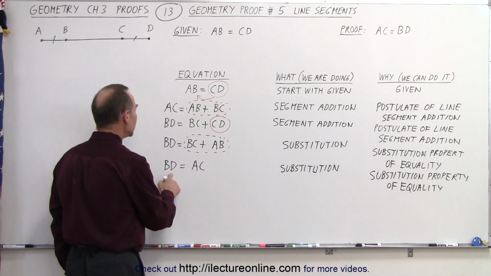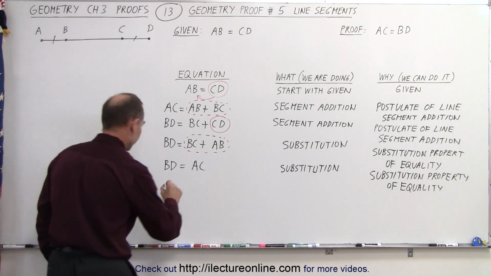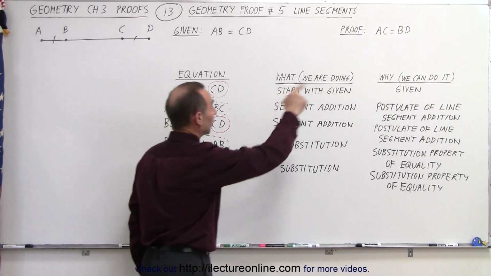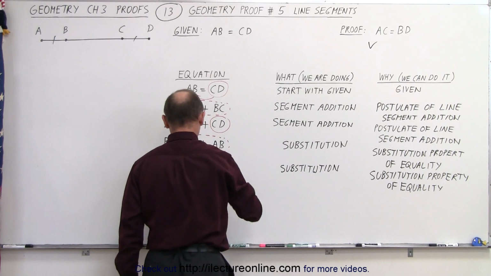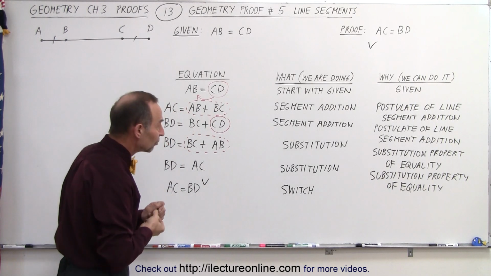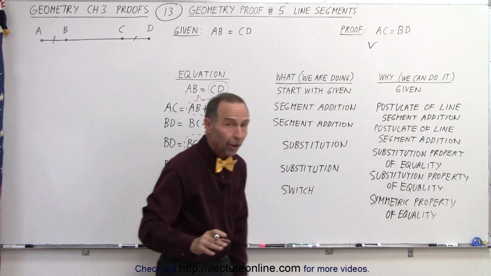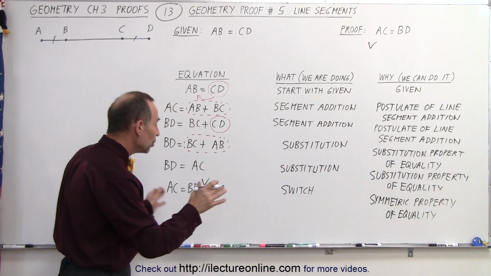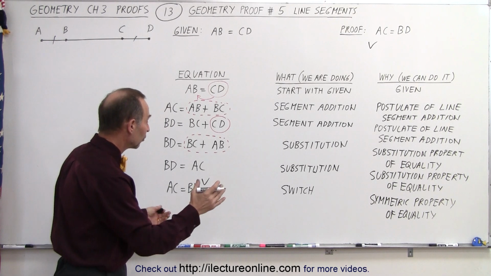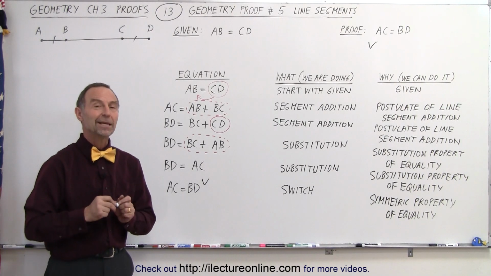And finally, BD equals AC, well, that is symmetric to writing AC equals BD. And now I have the equation in the exact same format that I set out to prove. This is now equal to this. So I can go ahead and switch. And this is called the symmetric property of equality, also known as the commutative property in algebra. But in geometry, we call that the symmetric property of equality. We could switch them around, and now we have proven that the length of AC equals the length of BD. And that's how it's done.